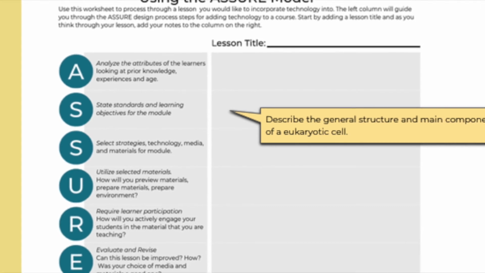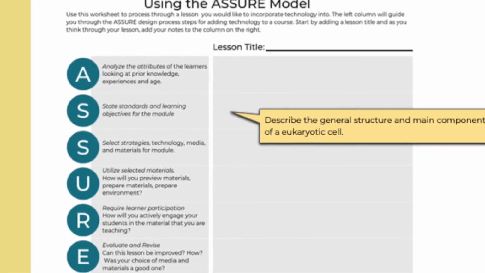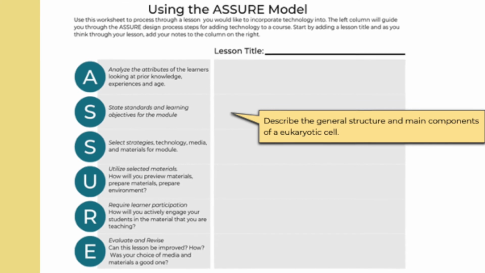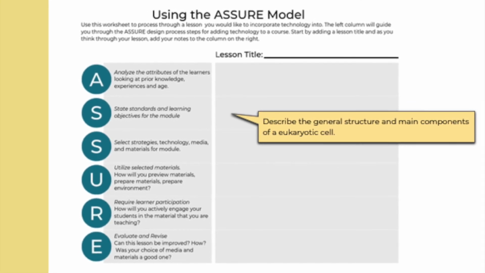The next step is to state your objectives or your standards. In this case, I've made it something very basic. Describe the general structure and main components of a eukaryotic cell.